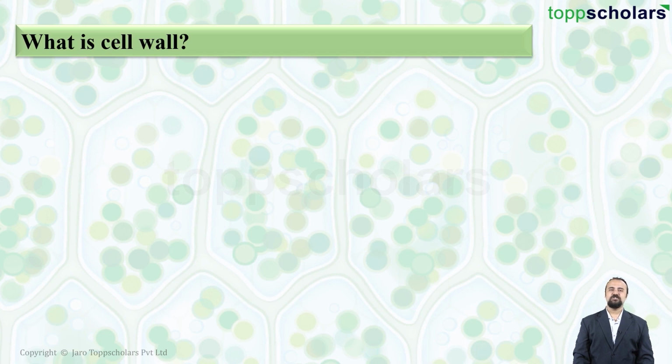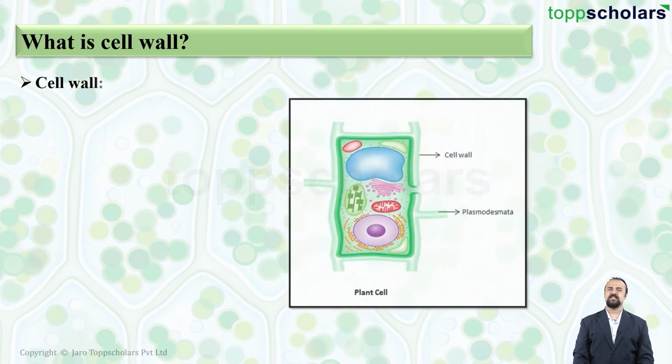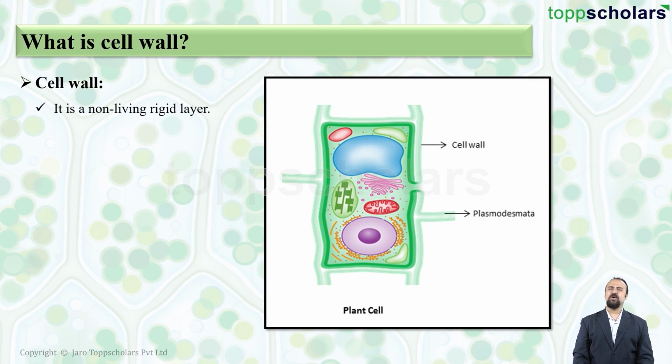Students, today we'll be talking about another very interesting topic, that is cell wall. Students, what exactly is a cell wall? The cell wall is a non-living rigid layer. It surrounds the plasma membrane in various organisms. It is most commonly seen in plants.